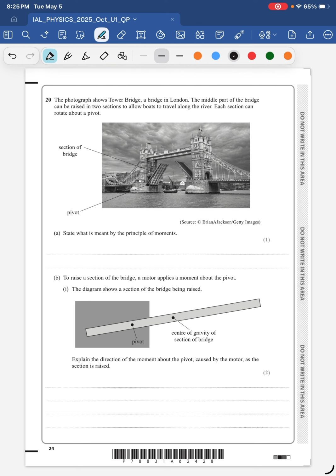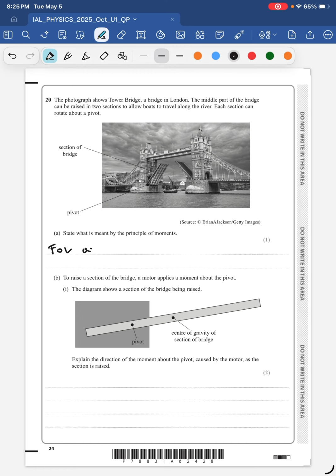Okay, question 20. The photograph shows Tower Bridge, a bridge in London. The middle part of the bridge can be raised in two sections to allow boats to travel along the river. Each section can rotate about a pivot. So you have the section of the bridge, the pivot. State what is meant by the principle of moments.